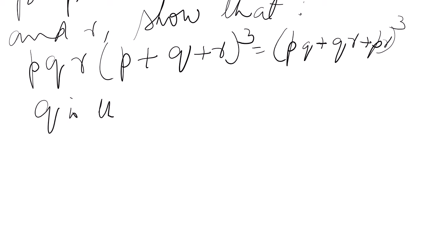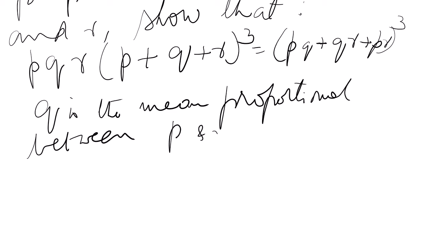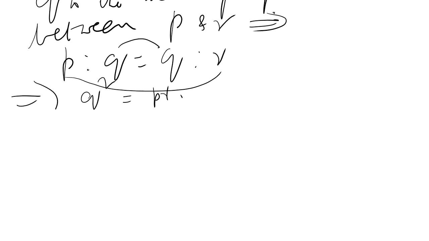Okay, so Q is the mean proportional between P and R implies P is to Q is equal to Q is to R, or this implies Q square is equal to PR, product of the middle ones and product of the extremities. Q square is equal to PR. Okay. So now consider LHS.